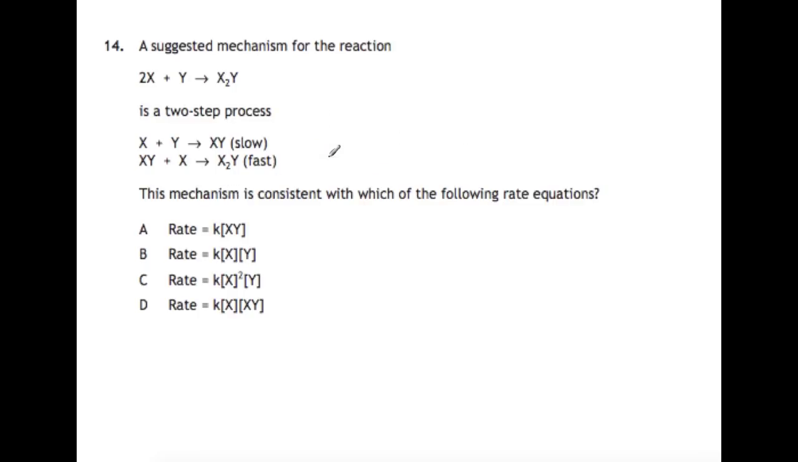So the rate equation is based upon the slow step, so that's this one here. And it looks at the reactants only, and it is the stoichiometry of this reaction here. So we have X and Y, and we've only got one of each. So the rate equation that would apply would be B, where we have 1 mole of X and 1 mole of Y.